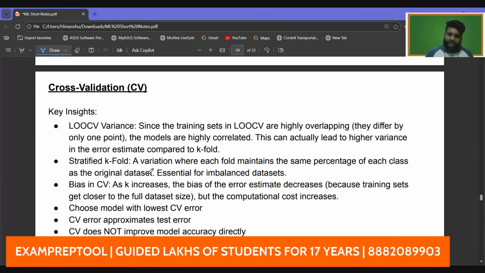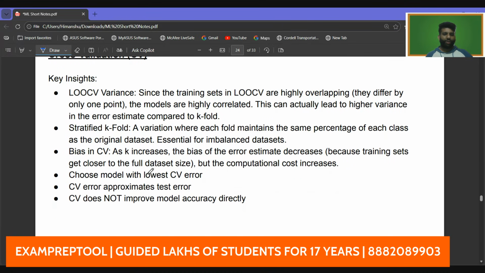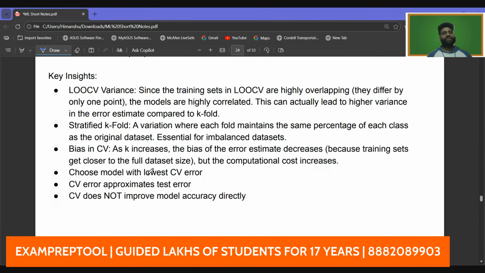You can read through this. In general, in leave one out cross validation, your training data would always be highly overlapping, so the models are highly correlated. You would get lower bias, but your variance would be very high, because you have just one data point which is different from the rest. As k increases, the bias of the error estimate decreases, because you learn well as the training set gets closer to the full data set, but the computational cost increases.